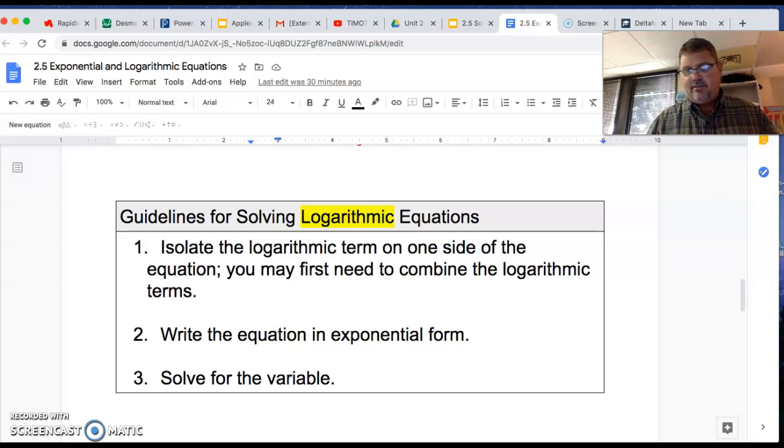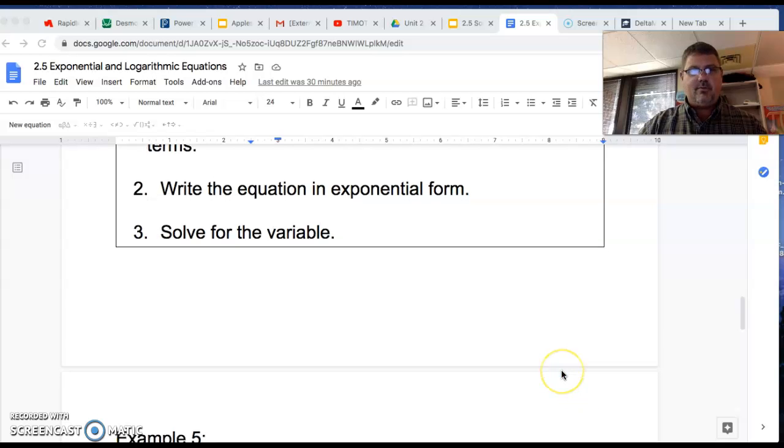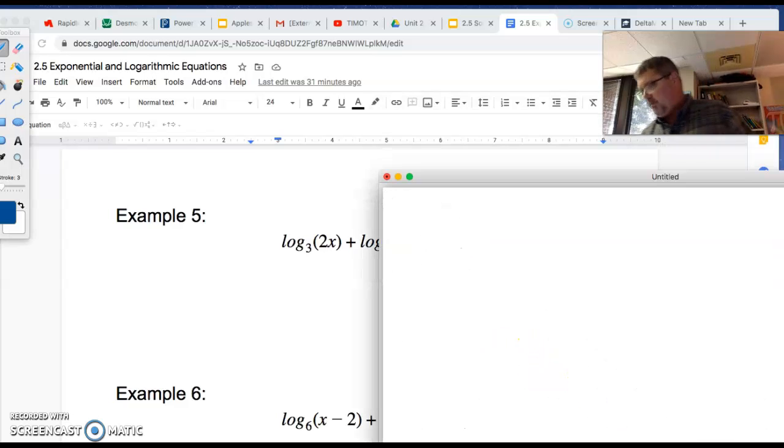So let's get started. This video is going to be pretty short because the one we do is fairly simple. Checking these can be a little bit tricky. The first one we have is a pretty simple one in terms of how these can get. We've got log base 3 of 2x plus log base 3 of 4, and that's equal to 5. So let's see what we can do with that.